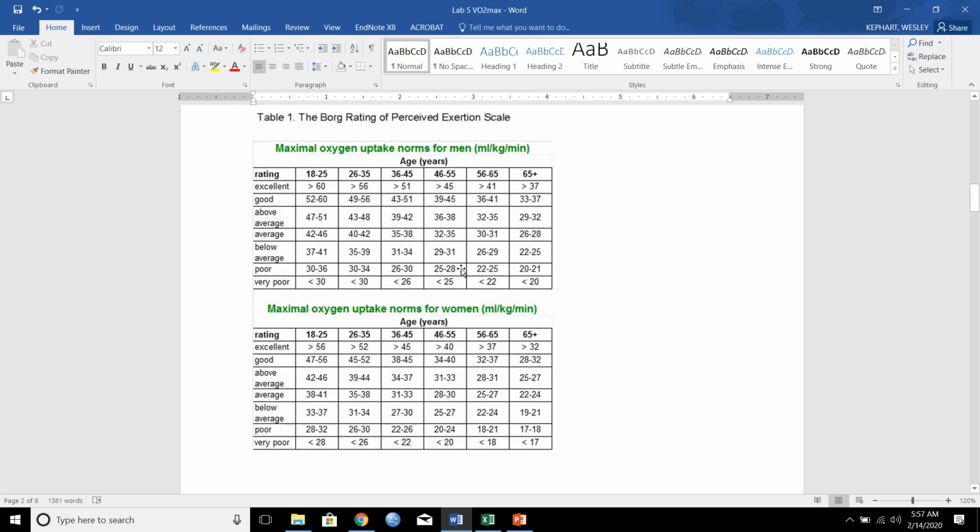For this lab, you're going to have to put people into normative categories. So this is normative categories based upon their relative VO2 max. You can see that ml per kg per minute. So here's ages, and also here's excellent, good, above average, and all sorts of things like that. So bear that in mind whenever we're going through this.